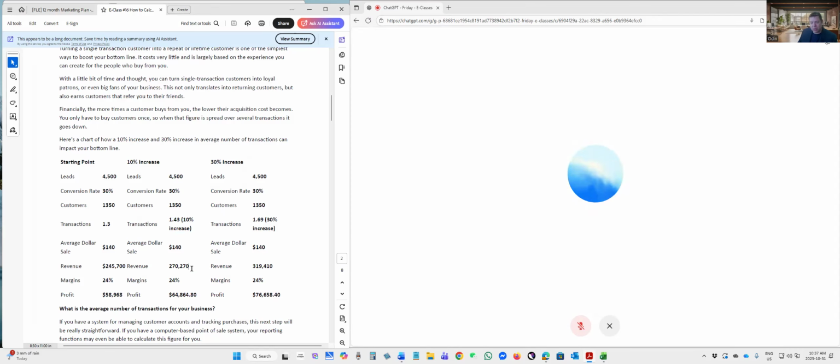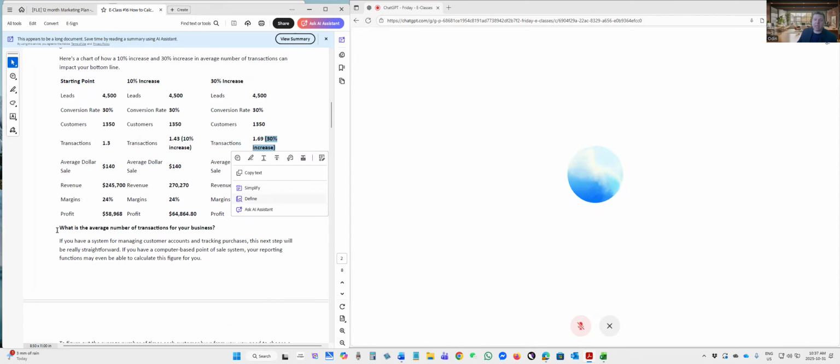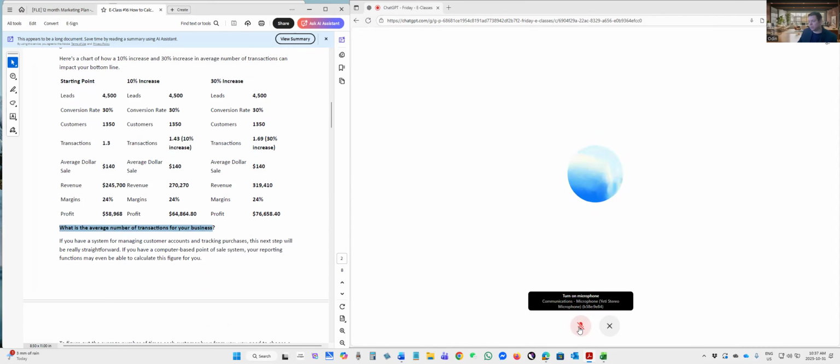Look what happens to our bottom line. It increases substantially. Well, I mean like 10 grand, just from a 10% increase on transactions alone. Let's do it by 30%. Look at that. Almost 20 grand, right? So we're looking at a lot more revenue. Very cool when we think about just increasing something by 10%. If you can increase it 10%, you can definitely increase it by 30%. So let's have her continue to read what is the average number of transactions for your business.